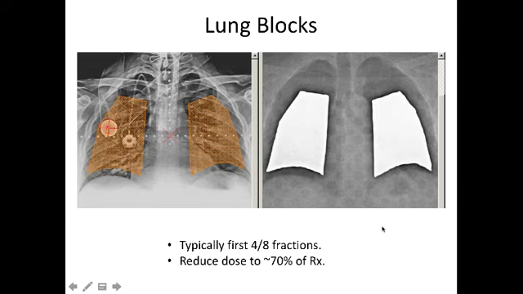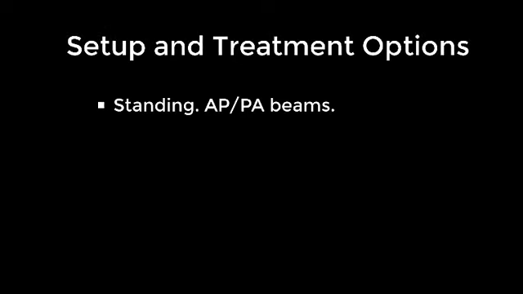Typically, in many clinics, these are used for the first 4 out of 8 fractions, let's say, and the goal is to reduce the dose to the lung to about 70% of the prescription dose. So it's not a full block, but designed to decrease the toxicity there and still provide some dose to the bone marrow in the region. So these are your options for treatment.